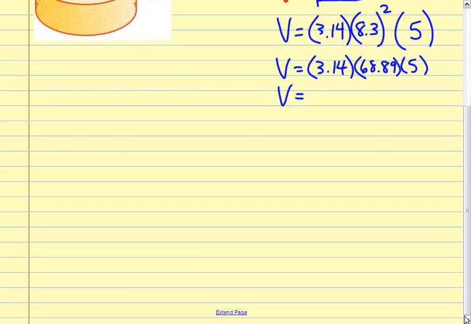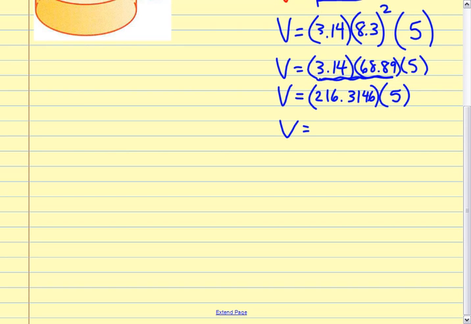Multiply 3.14 times 68.89. You want to multiply these two? What do you get? Raise your hand if you've got it. 1,080. I don't think it's that yet. These two things multiply together. Those two. Yeah. 216.346. 216.346 times 5. Now I'm going to go ahead and multiply those two.